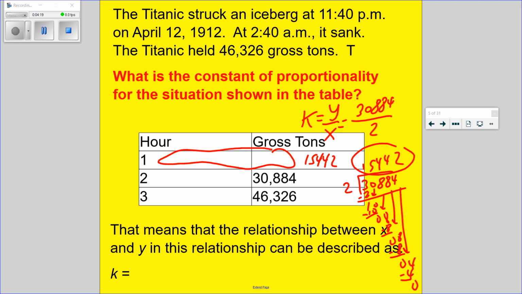But explain its meaning. That means it filled up with 15,442 gross tons of water per hour, each hour. And that's why it sank in about 3 hours.